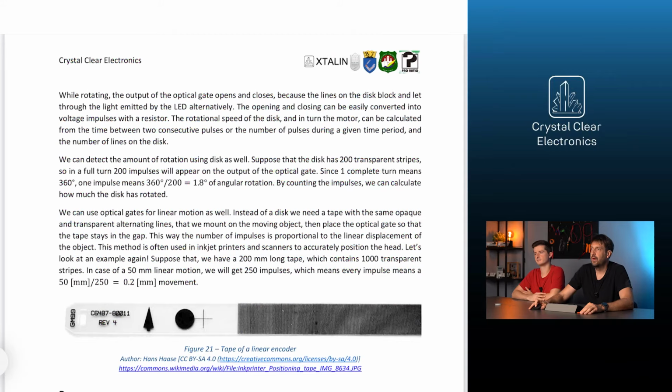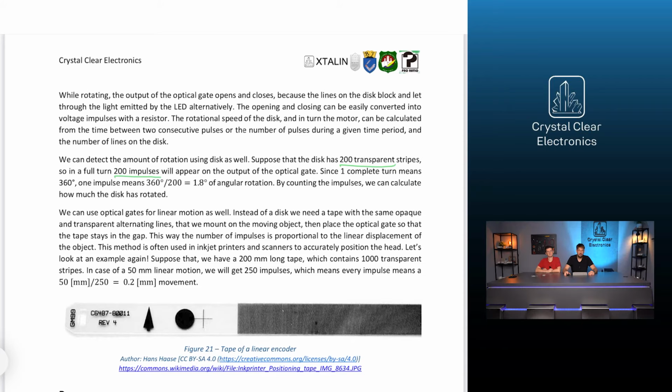We can detect the amount of rotation using the disc as well. Suppose the disc has 200 transparent stripes, so in a full turn, 200 impulses will appear on the output of the optical gate. Since one complete turn means 360 degrees, one impulse means 360 degrees over 200, that is 1.8 degrees of angular rotation.